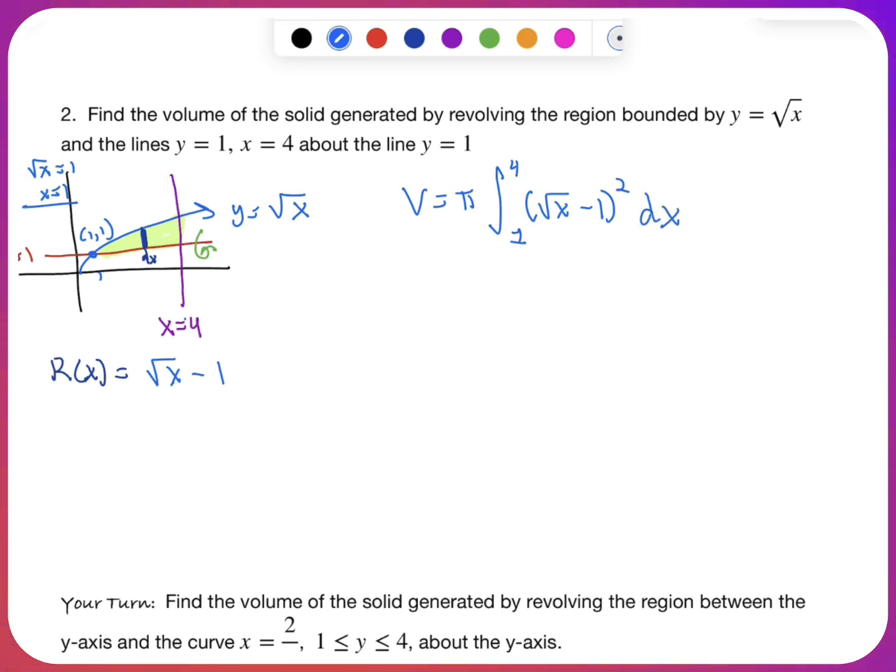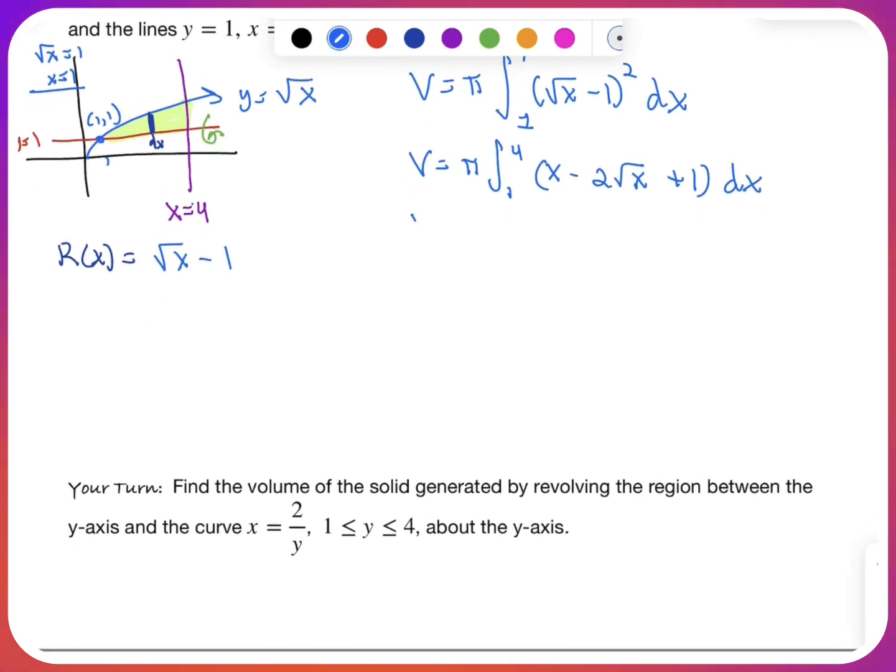Okay, we wouldn't want to use the u-sub this time because we wouldn't be able to cancel out that x if we make the square root of x minus 1 as our u. So we're going to have to multiply this one out. So I need to take the square root of x minus 1 times the square root of x minus 1. And when I multiply that together, I end up with x minus 2 the square root of x plus 1. And now we can integrate that.